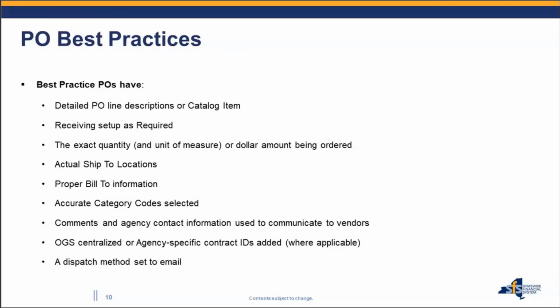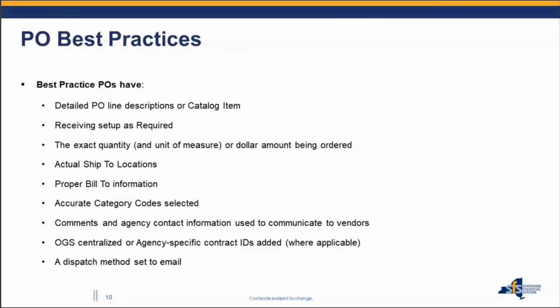Using actual ship-to locations on your POs. Ship-to locations are extremely important for our vendors, right? To understand where goods are being shipped or where specific services are being performed. Also, the proper bill-to information. Also extremely important to vendors to know where they are sending their invoices. What is the office or the entity that will be paying them for these goods or services? And then using accurate category codes to select on your purchase orders. Category codes are very important for reporting purposes, also for identifying what type of procurement it is that you're making. We'll go into a little bit more detail about those as well.